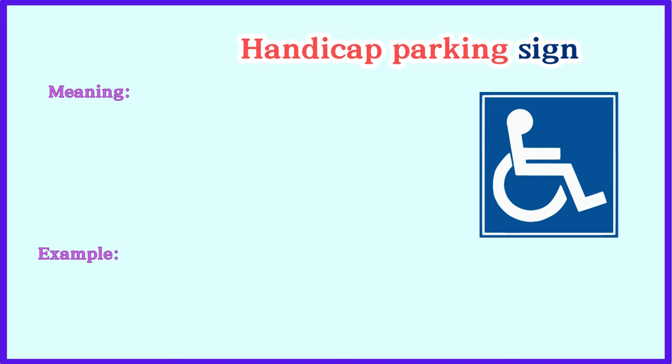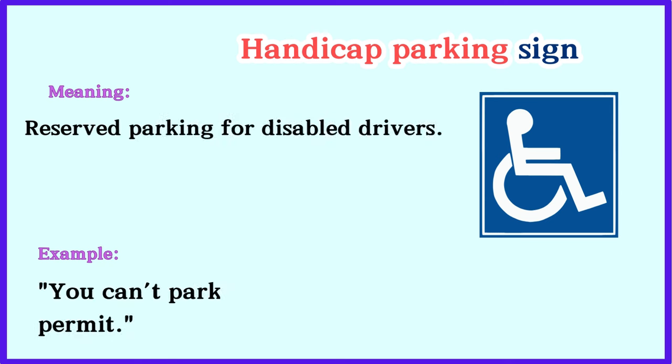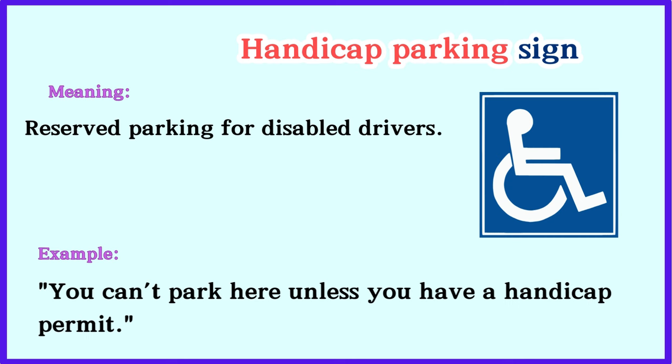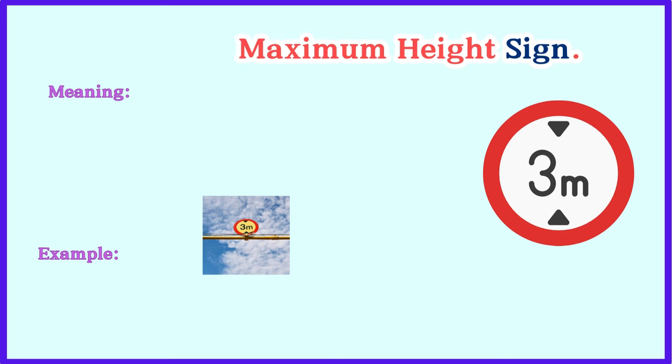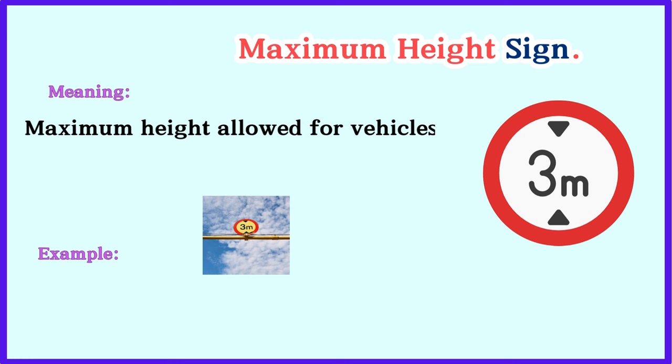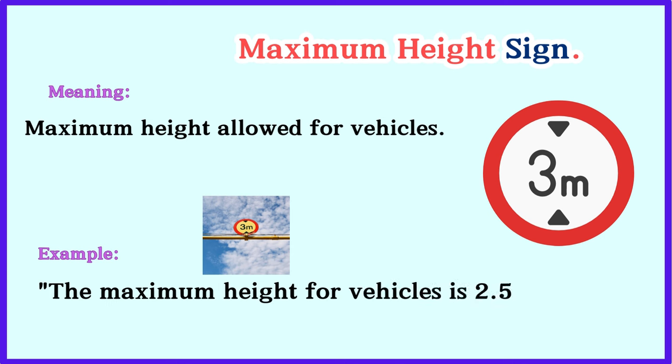Handicap parking sign. Meaning, reserved parking for disabled drivers. Example, you can't park here unless you have a handicap permit. Maximum height sign. Meaning, maximum height allowed for vehicles. Example, the maximum height for vehicles is 2.5 meters.